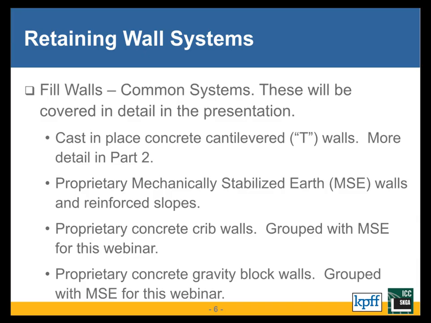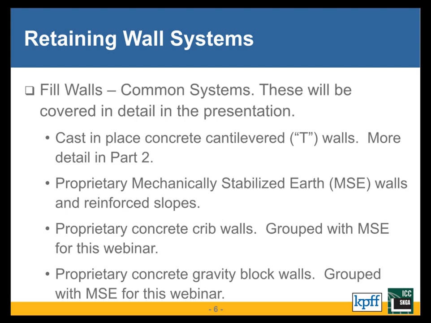So I'm going to summarize here just quickly the types of fill and cut walls I'll be talking about. And in each of those 2 categories, I've further subdivided them into ones that, in my experience, are relatively common, and then some others that are less common. And as I said, I'll try to at least provide some basic information for both the common and uncommon types.